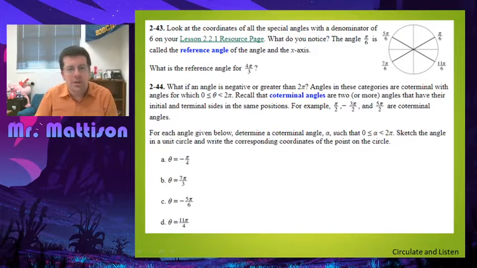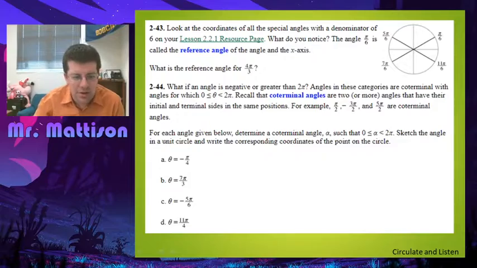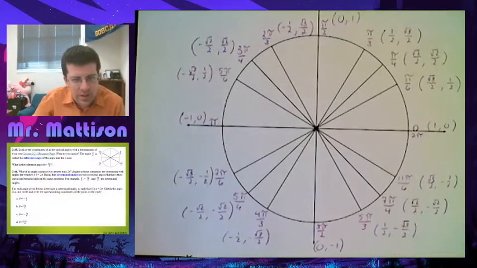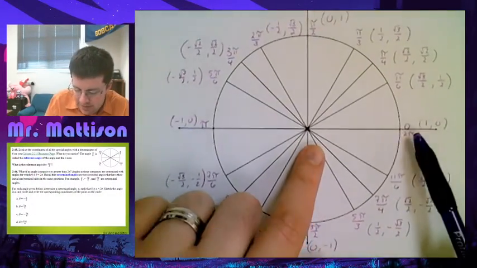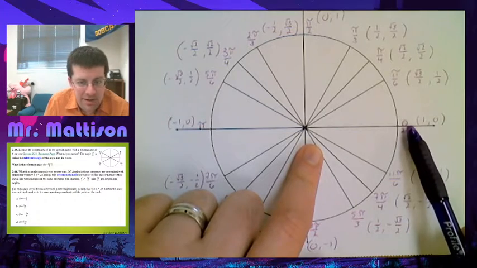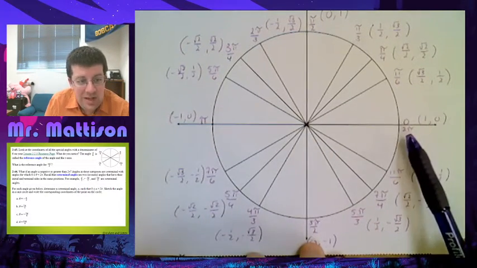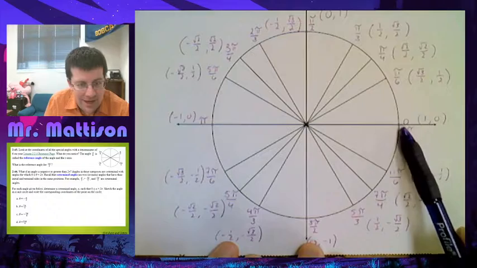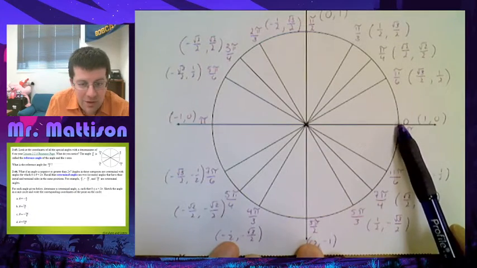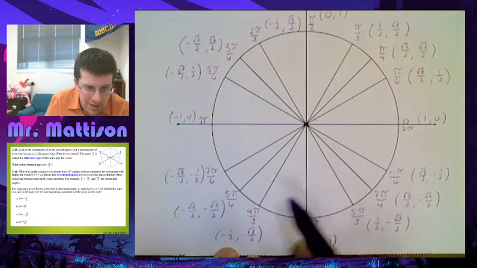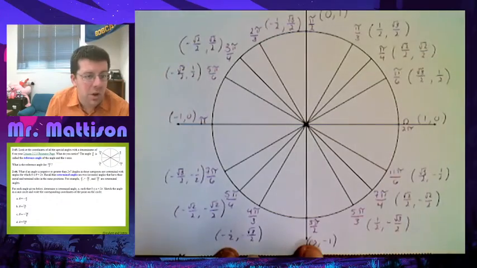So coterminal means co as in cooperative, they kind of share or they are together, right? And terminal meaning where they end or where they stop. So a coterminal angle would be, like we already have one pair here, 0 and 2 pi. Those are two different angles that stop at the same point. So 0 as in I go nowhere, and then 2 pi as in I go all the way around and back here. They're coterminal. They both end at the same point.